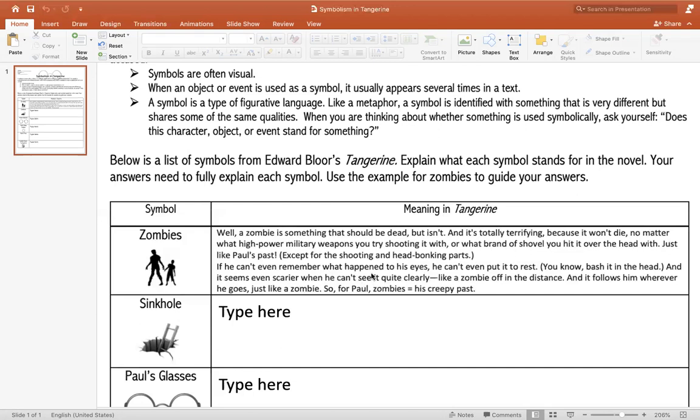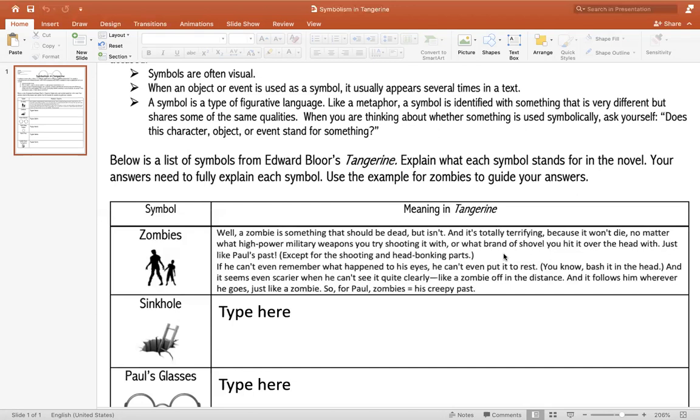So kind of like a zombie off in the distance, if you're watching The Walking Dead and they don't always know that far away if it's a zombie or if it's a person who hasn't turned into a zombie yet, like they don't know if it's safe or not. And so that's why I compared that to a zombie, that particular metaphor.